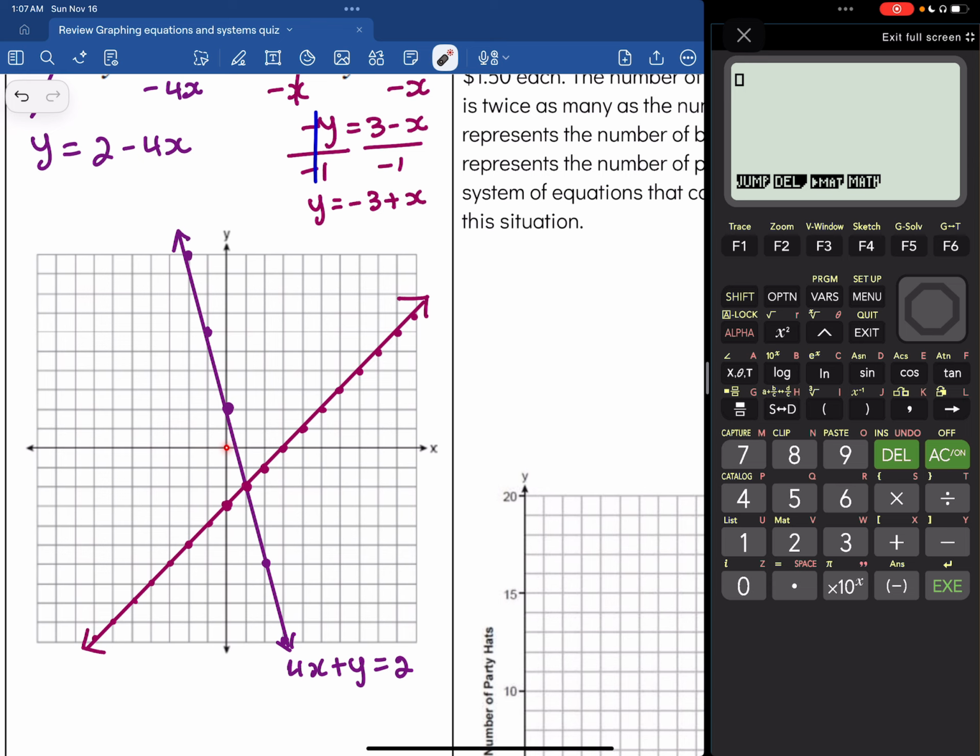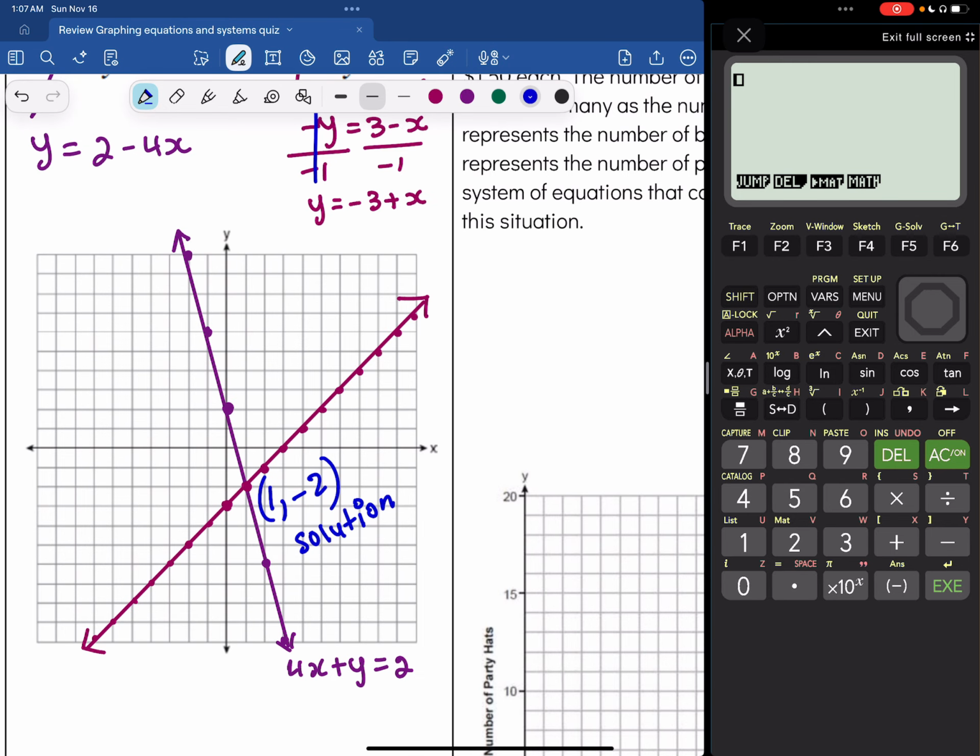Well, if I'm starting at the origin, I have to go 1 to the right, so 1 for x, and then I'm going down 2, 1, 2, right? And since I'm going down, that's negative. So it's 1 comma -2. So (1, -2) is my solution. Okay, cool.